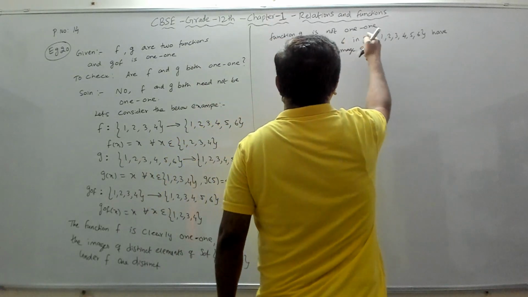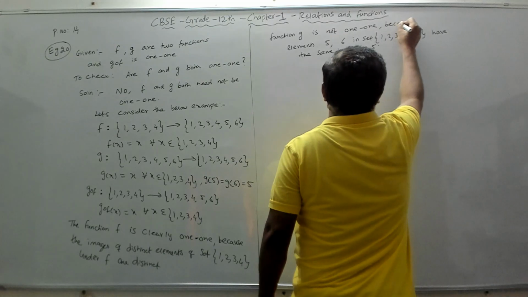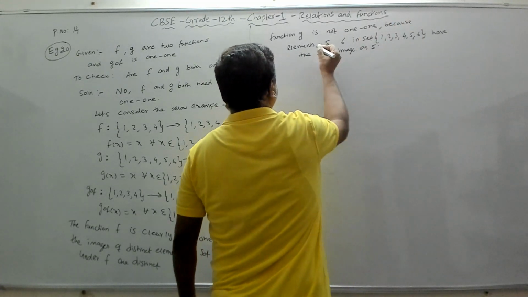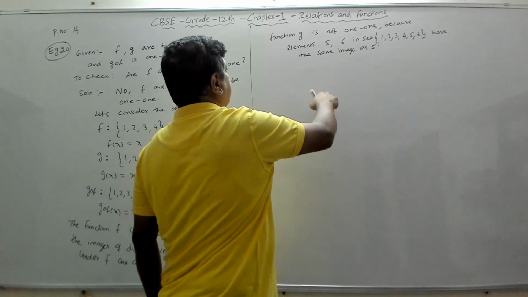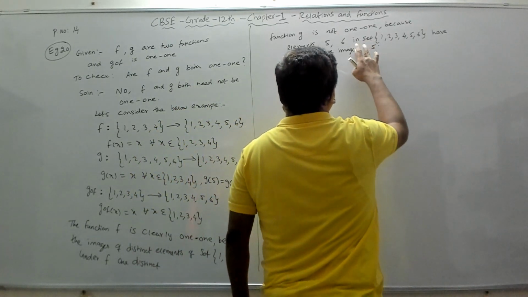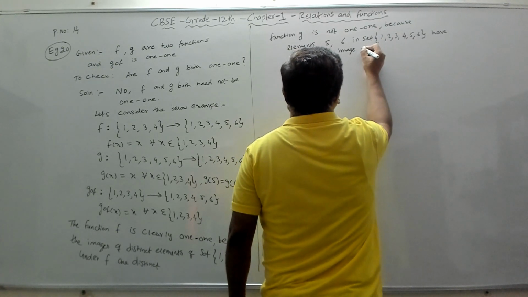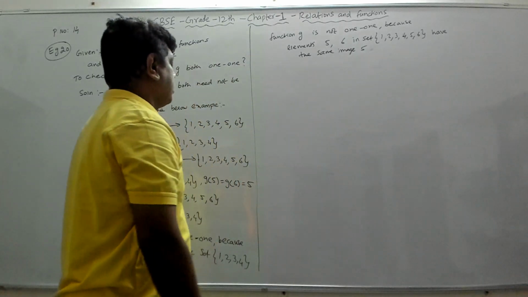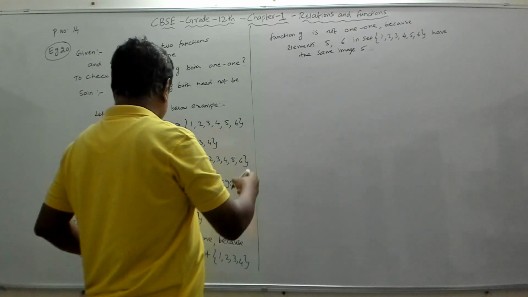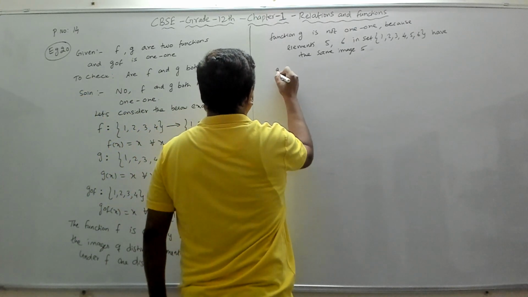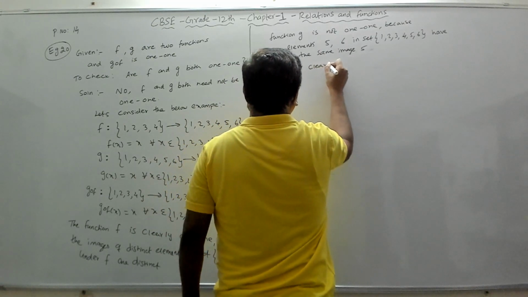Right? So G is not 1 to 1, because elements 5 and 6 in this set have the same image 5. Right? So the image of 5 is 5, and the image of 6 is also 5. Therefore G is not 1 to 1, but G of F is clearly 1 to 1.